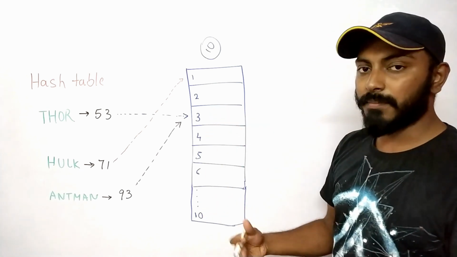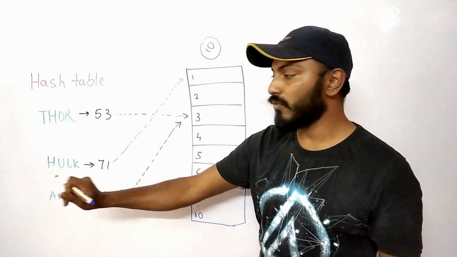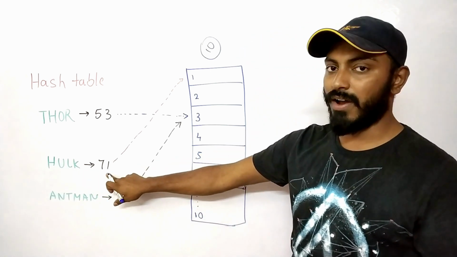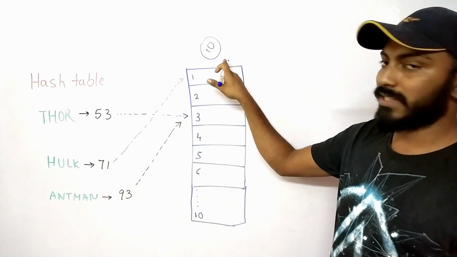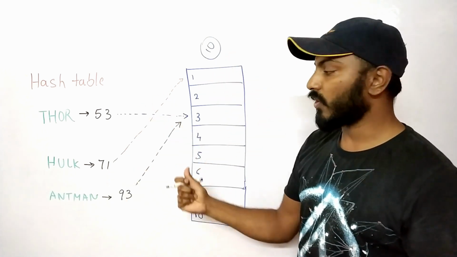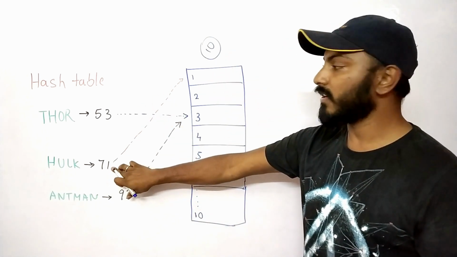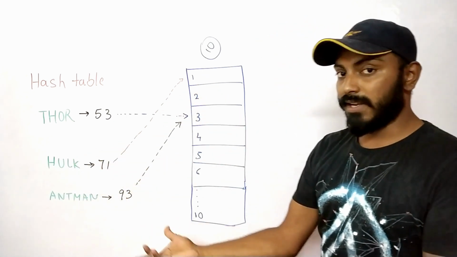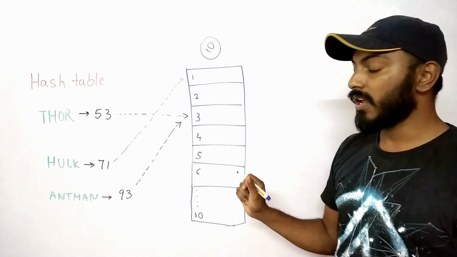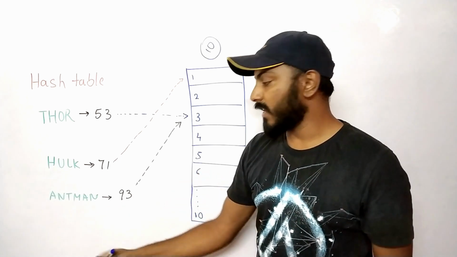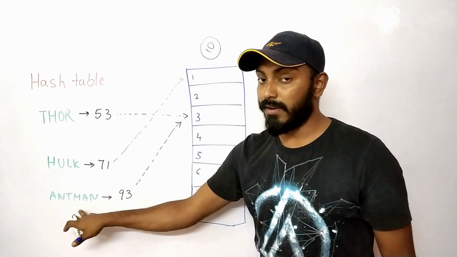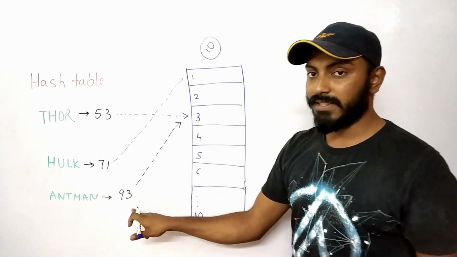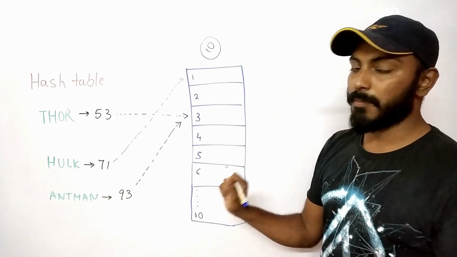Then similarly, if I want to save Hulk and its value, we pass Hulk to the hash function. We get the hash value 71, and then we divide 71 by 10 and take the remainder, which is 1. We go to that particular bucket and save the key and its respective value, that is Hulk and its value. And suppose we want to save Ant-Man. If we pass Ant-Man to the hash function, we get 93. When I divide this, we get the remainder 3.